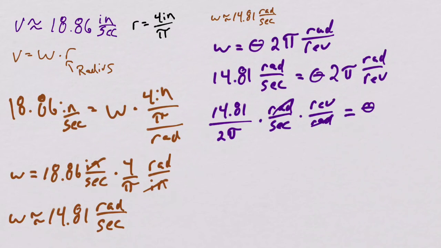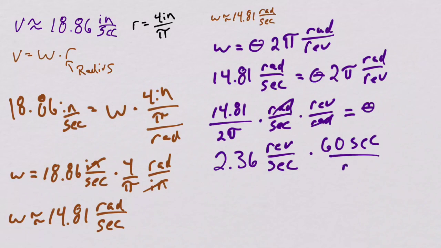My radians cancel out. And that's going to give me 2.36 revolutions per second. Now we want revolutions per minute, so we need to convert seconds to minutes. That's pretty straightforward. We are going to do 60 seconds over 1 minute. My seconds cancel. And once we throw it into the calculator, we will get 141.6 revolutions per minute. These are all the calculations that I want.